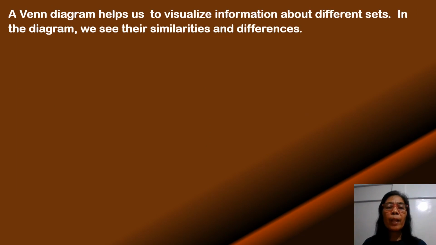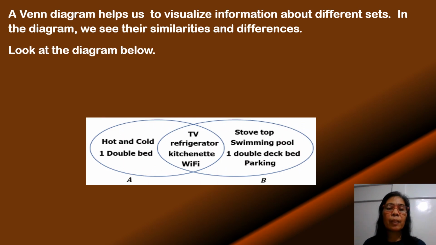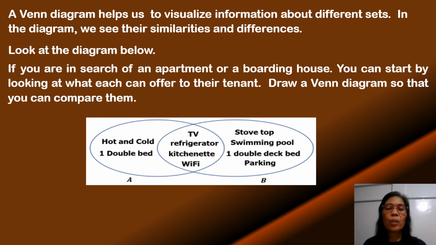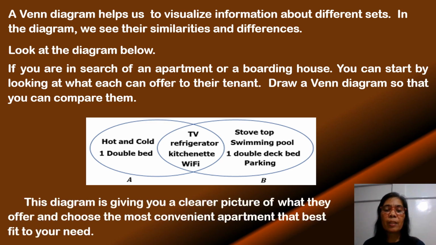A Venn diagram helps us to visualize information about different sets. In the diagram, we see their similarities and differences. You look at the diagram below. If you are in search of an apartment or a boarding house, you can start by looking at what each can offer to their tenants. Draw a Venn diagram so that you can compare them. This diagram is giving you a clearer picture of what they offer, and you can choose the most convenient apartment that best fits your needs.